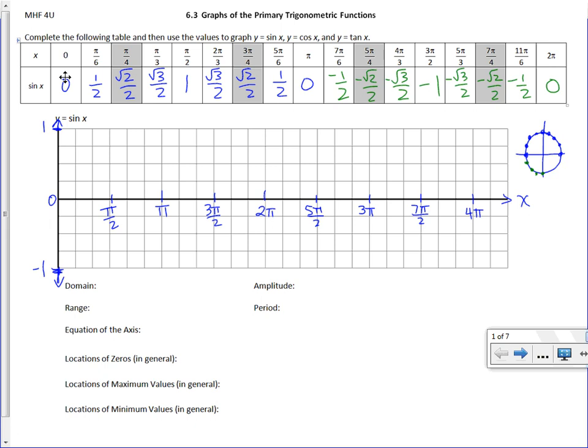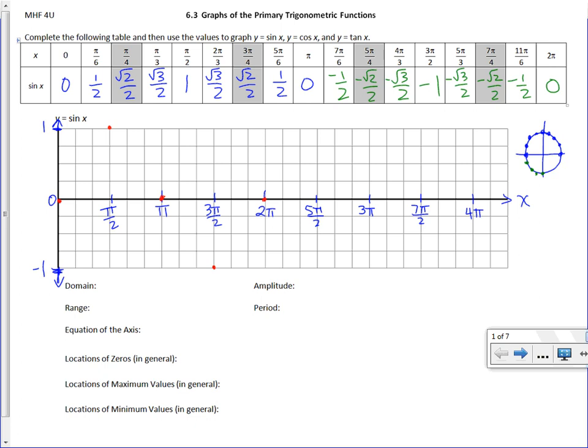So the idea here is, okay, are we all happy that we can label this, put the zeros, min, max on pretty easily, right? They're all going to occur at these nicely labeled locations, right? 0, 0. Pi over 2 is here. Pi over 2 is 1. Pi, 0. 3 pi over 2, -1. 2 pi, 0.